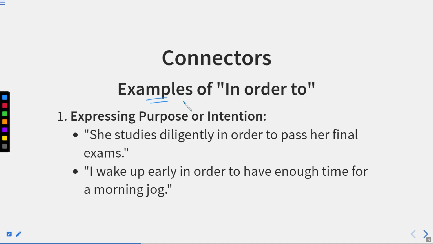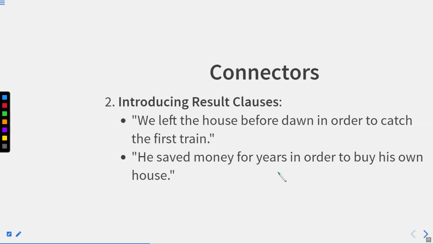Okay, now let us have some examples of "in order to." Expressing purpose or intention. So they express purpose or intention. She studies diligently. Diligently means carefully and with heart, in order to pass her final exams. I wake up early in order to have enough time for a morning jog. Okay, so I wake up early. What is the purpose behind this? So that I can go on a morning jog.